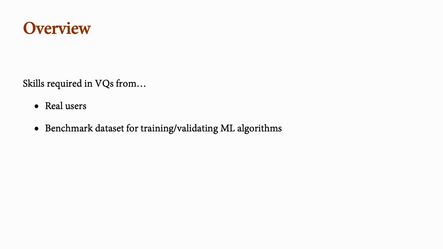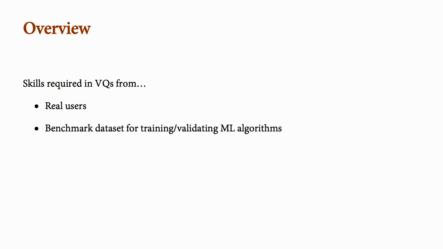The first one being real users. So these are visually impaired people who use their smartphone to take a picture and ask a question about the picture. And these questions get sent to some remote crowd workers to generate an answer. The second source comes from a very popular dataset used by the AI community for training or validating machine learning algorithms that are trained for automated VQA.